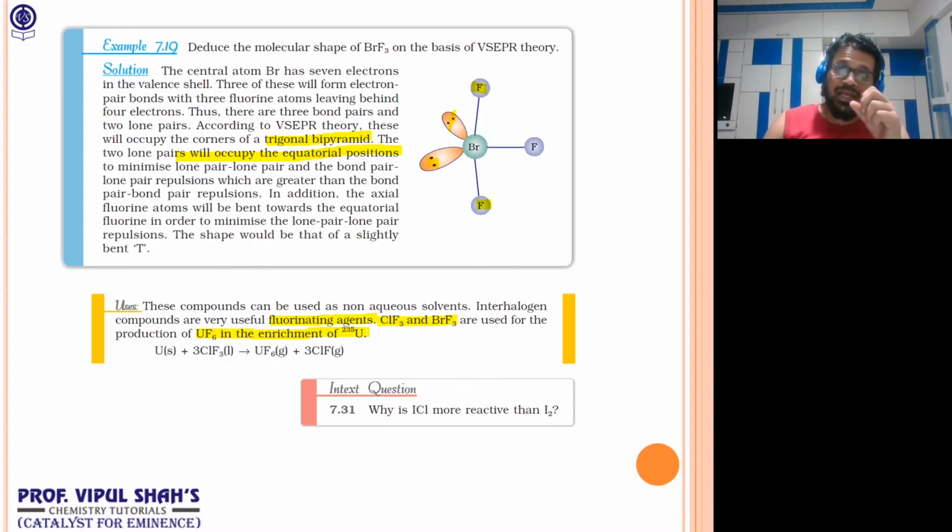ClF3 and BrF3 are used as oxidizers in propellants. A propellant is something that helps in the initial combustion when a rocket fuel is to be ignited. So these compounds are used there. So these are the intelligent compounds.